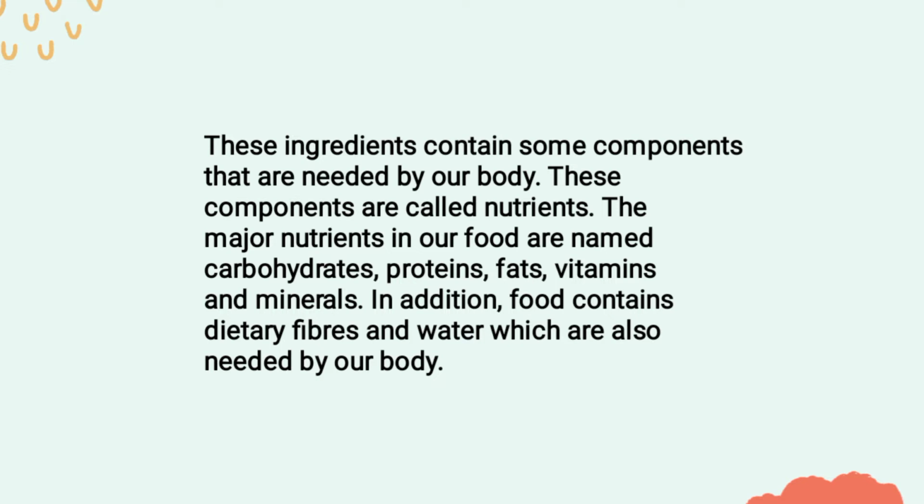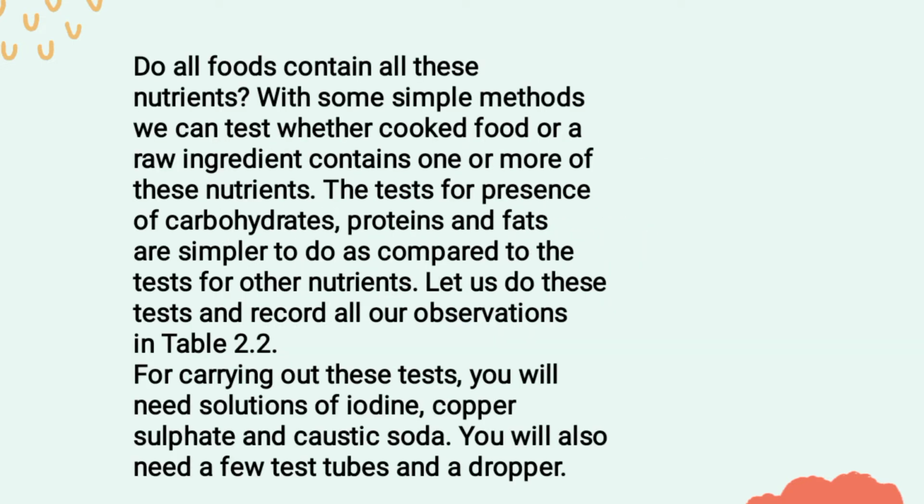These components are nothing but the nutrients. The major nutrients in our body are named. There are 5 major nutrients which our body requires, that is carbohydrates, proteins, fats, vitamins and minerals. In addition, food contains dietary fibres and water, which are also needed by our body. So along with all these 5 nutrients, our food will also contain some dietary fibres and water, which are also required for our body.